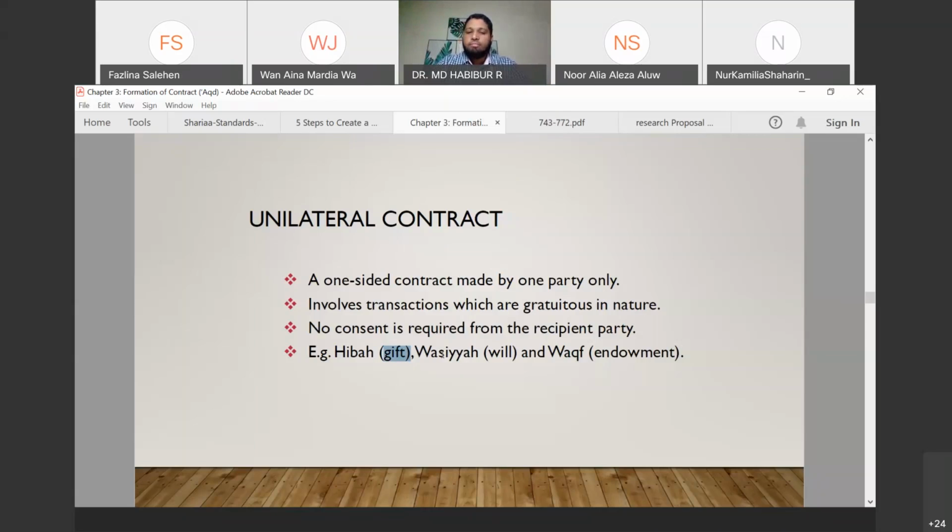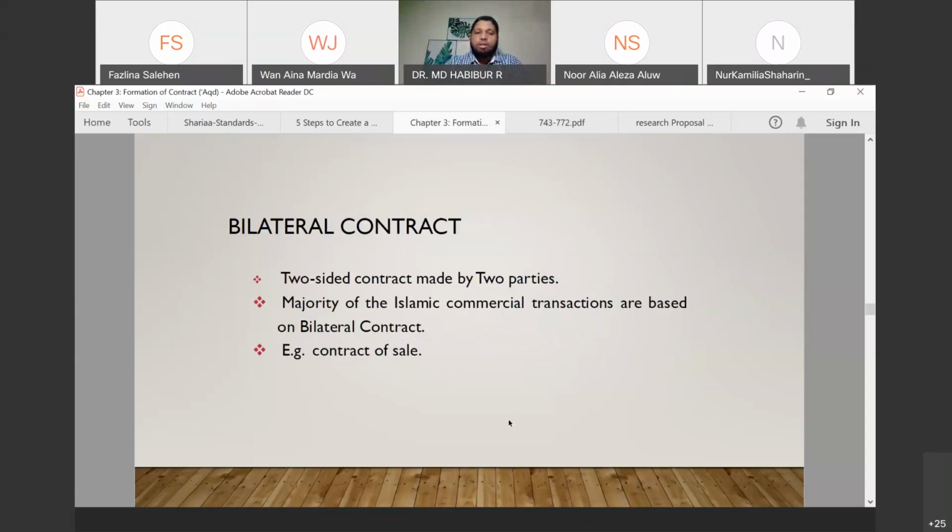All right. Wasiya, will. You can make a will for anyone else, so no need for his consent. Waqaf, endowment, is all gratuitous or voluntary in nature, right? It's charitable activities: donation, will, or endowment. Okay, so this is unilateral contract, the contract from one side only. The opposite is bilateral. Bilateral means two-sided.